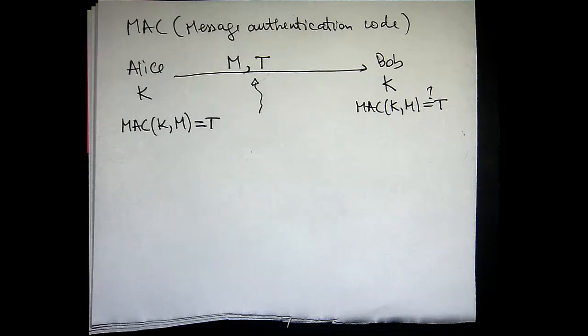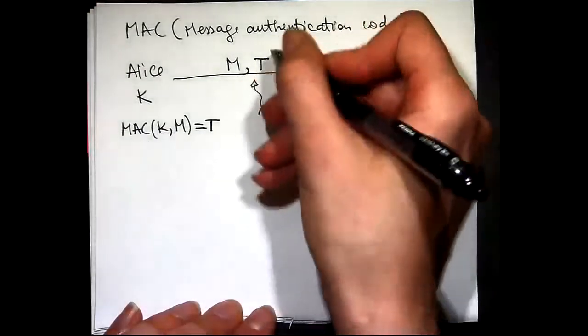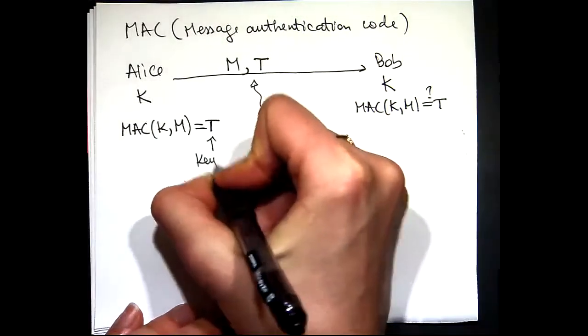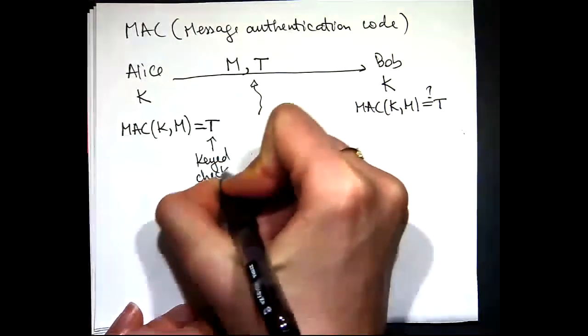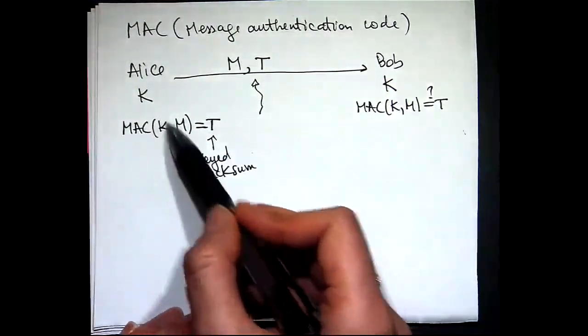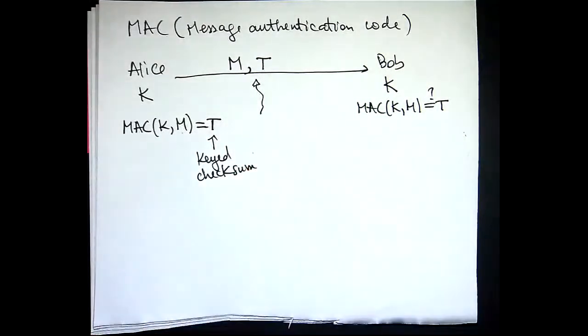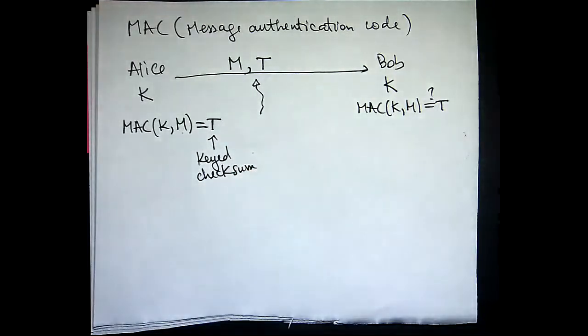So here's a question. You can think of this MAC as a keyed checksum. So why does this MAC have to be keyed? Why do we need to use a key? Can't we just have a MAC of the message directly? Why is using this key important?